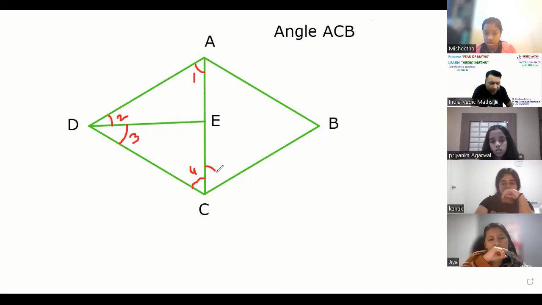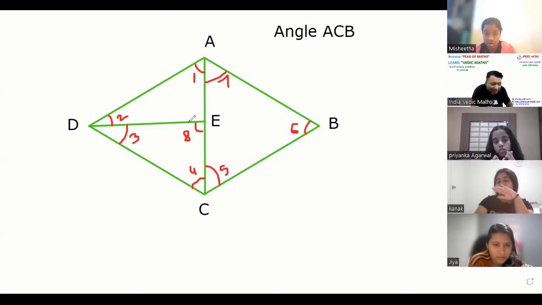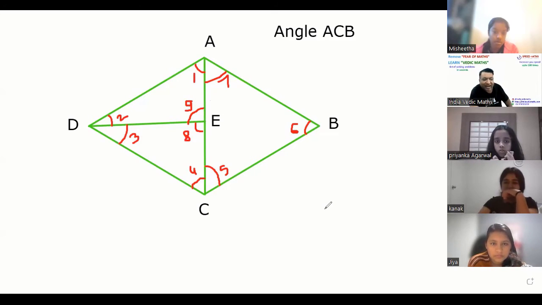Angle 4, 5. This is where a lot of people have confusion. This is 6. This is 7. Understand the way I am putting. This is 8. Guys, how many angles have I made? This is 9. Do you see the numbers? Okay, sir, angle 5 is ACB. Exactly, Mayank. Perfect. So you answered.